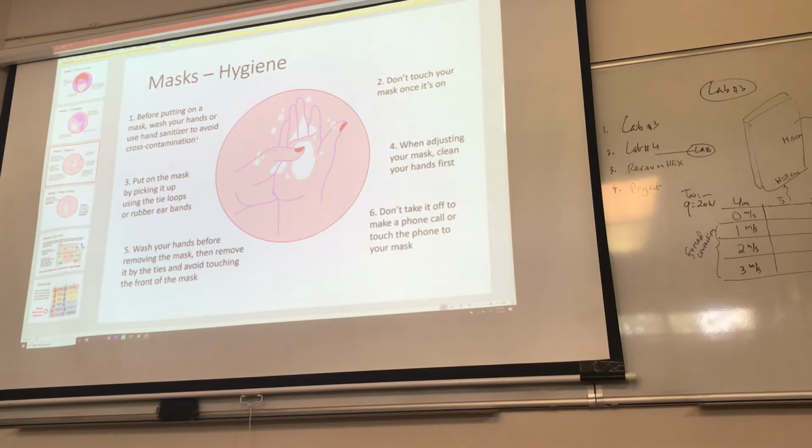I'm sure you've probably heard about this. My wife keeps reminding me about this all the time. Don't touch the mask while you wear it. Handle it from the straps. That's why these masks make me touch my face more. It drives me nuts. You touch your phone, you touch your face. So, again, it's one of those things: don't touch the mask while it's on, when adjusting the mask, clean your hands first, and then don't take it off to make a phone call or touch the phone.